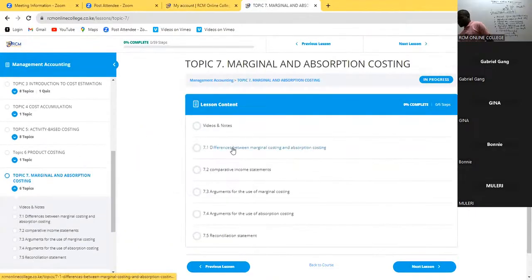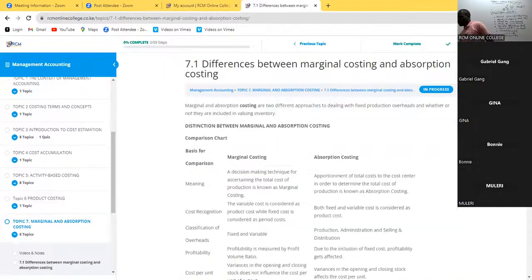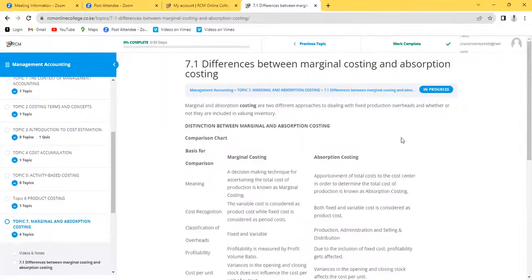And the first part of topic number 7 is the differences between marginal and absorption costing. So marginal and absorption costing are two different approaches to dealing with fixed production overheads, and whether or not they are included in valuing inventory. The reason why they are going to have different prices is basically due to how we use the fixed production overheads in our transactions.